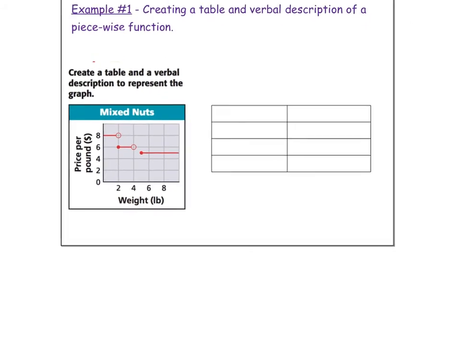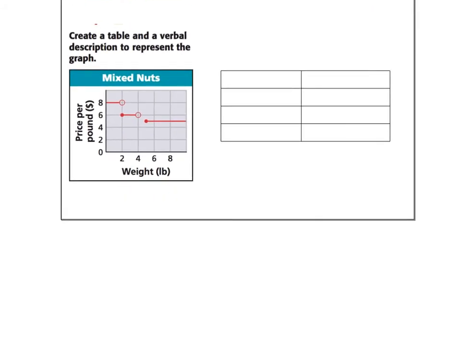in the graph. Okay, so here we have a graph. The x-axis or independent variable is weight, and the dependent variable or y-axis is price per pound. So basically, the price of these mixed nuts depends on the weight, and if you see that for different weights, they have different prices. This is why piecewise functions are very helpful. So the question is, can I make a table from these values?